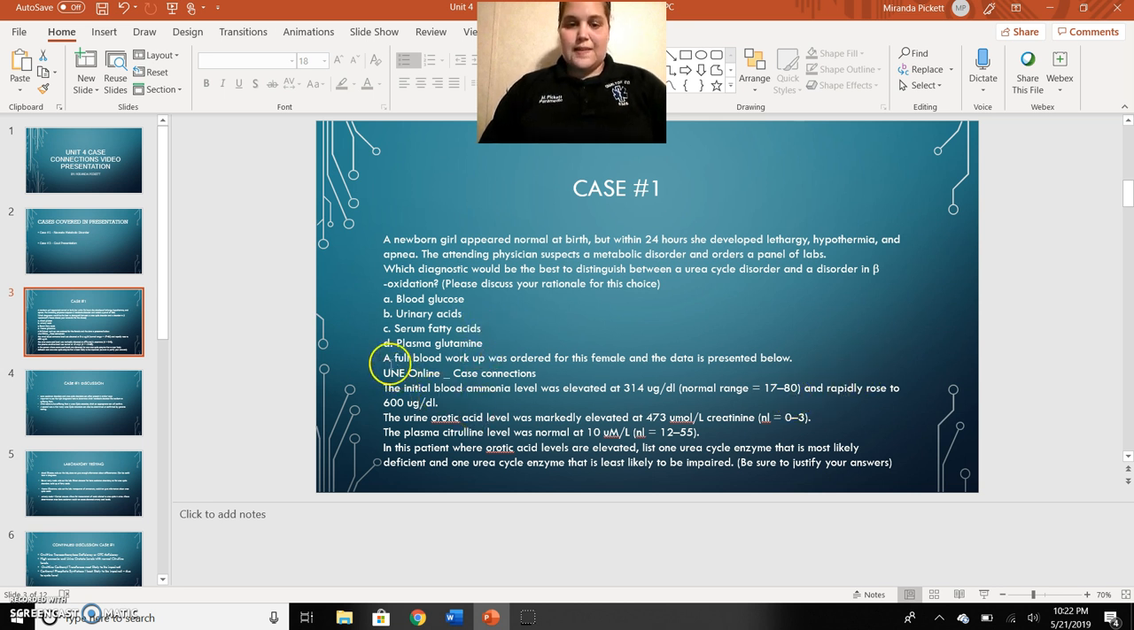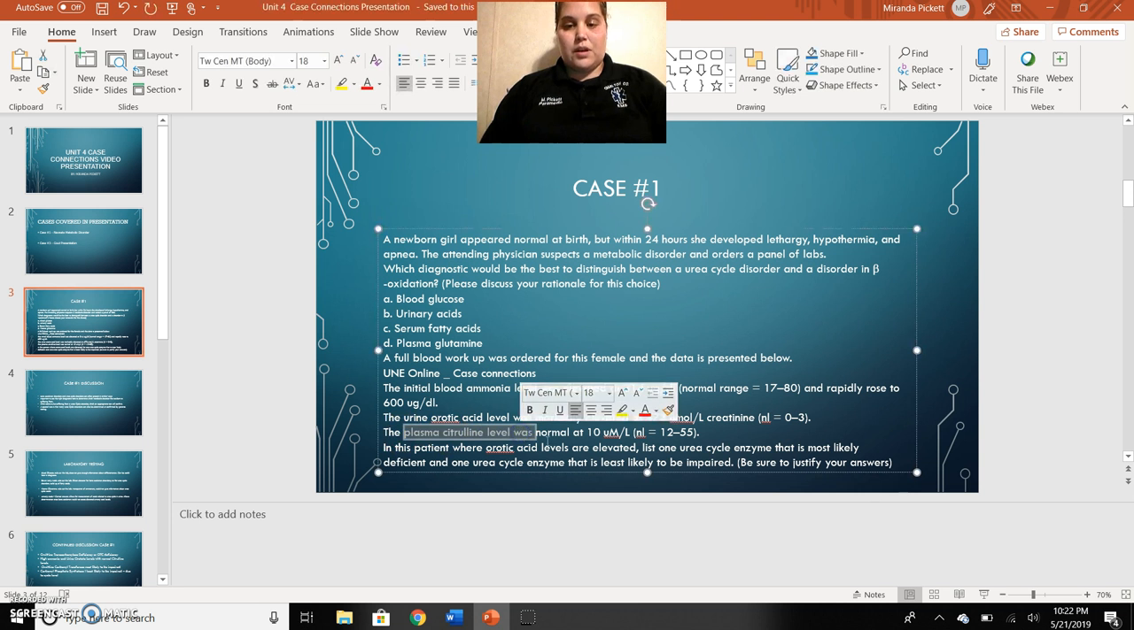It also tells us that the physician did order a full blood workup, and some of the results that came back was an initially elevated blood ammonia level at 314, which then became markedly elevated at 600. The urine orotic acid level was also elevated at 473, and the plasma citrulline level was actually normal, which is a very good indicator of what we have going on here. We'll talk about that later.